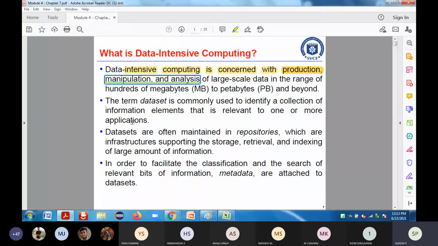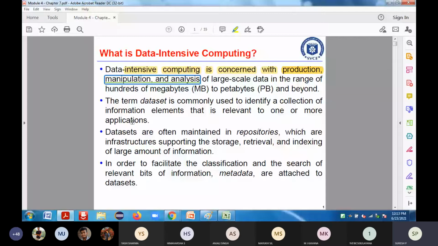So they are going to be maintained in repositories, or a rack of servers or a rack of storage space in the data center. Data centers are the place where a large amount of data is stored. So it should have the repository, and the repository is nothing but the infrastructure. What does that repository or infrastructure have to support? It has to support the storage of the data, retrieval of the data set, and indexing of the large amount of information. Because when you want to retrieve data from a big database, it may take time, right?